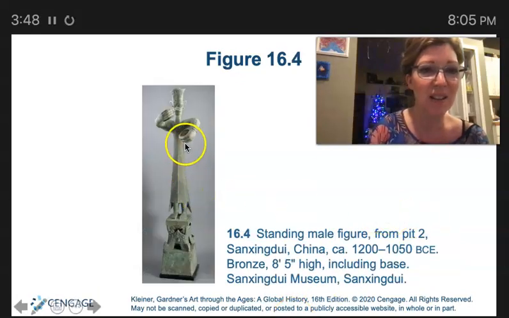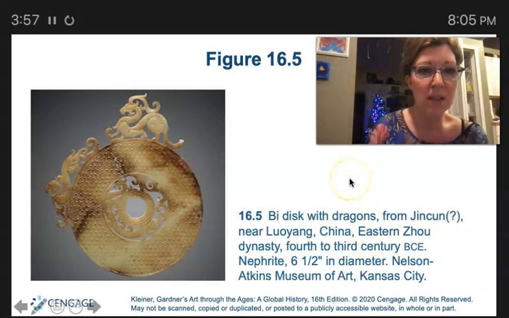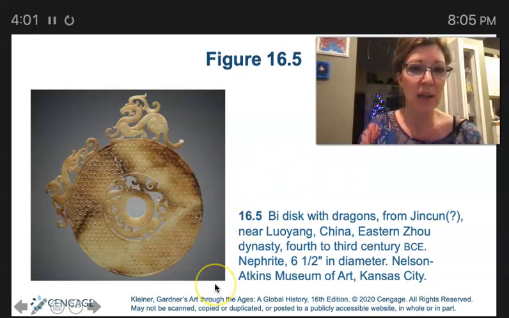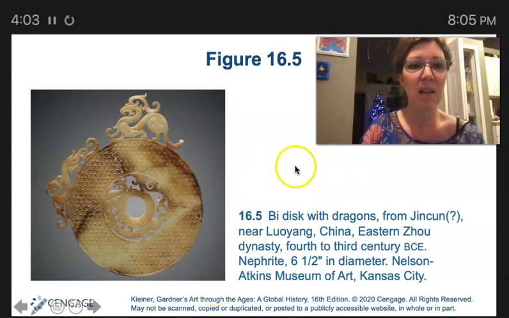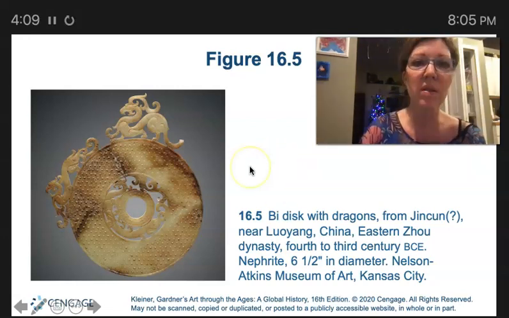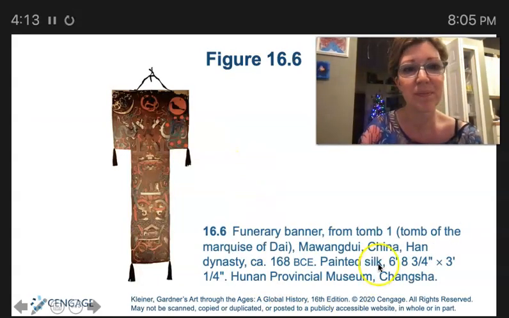And oh my goodness, can you believe this is made of bronze? Gorgeous. Okay, the bi-disc with dragons. This object is made of jade. Now when we think of jade, we normally think of a green stone, but there are other colors that jade can come in. This one notable.